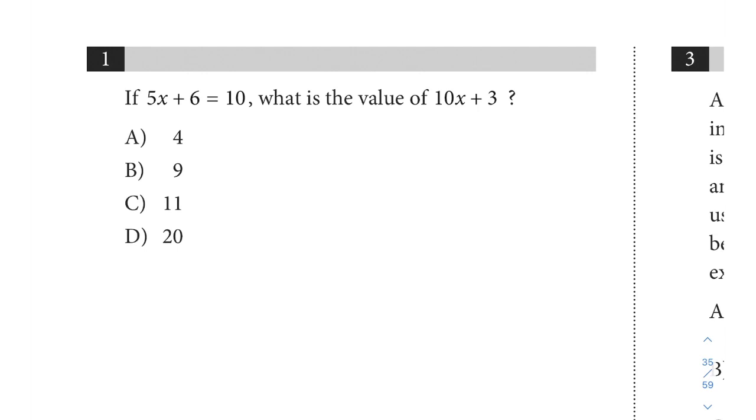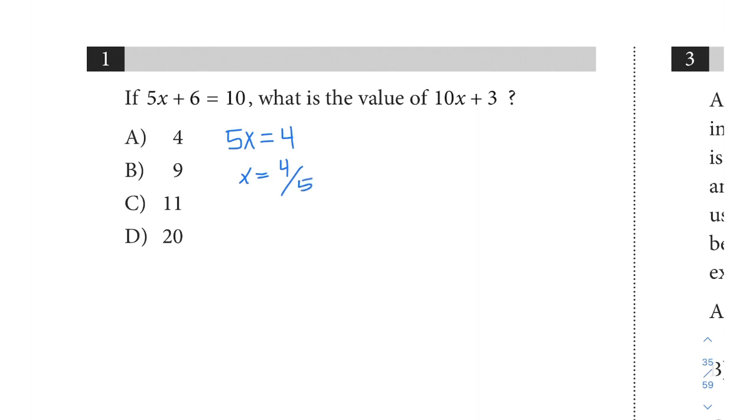But for the first question, we have 5x plus 6 equals 10. And in order to solve, we're going to subtract 6 from both sides. So that will give us 5x equals 4. We can divide both sides by 5, which will give us x equals 4 fifths.